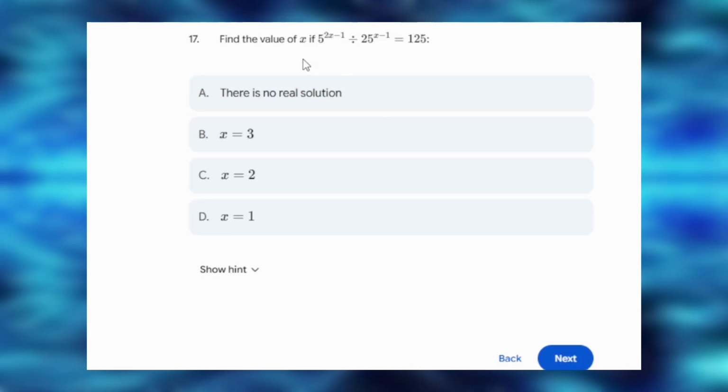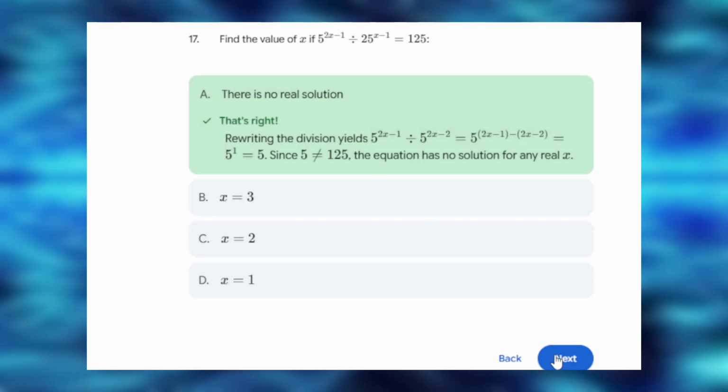Find the value of x if 5 power 2x minus 1 divided by 25 power x minus 1 equal to 125. Here we change the base to 5. We get 5 power 2x minus 1 minus 2x plus 2 equal to 5 power 3. The a power m divided by a power n is a power m minus n. By applying this formula we get plus 1 equal to 3. This is not possible. Therefore, there is no real solution.